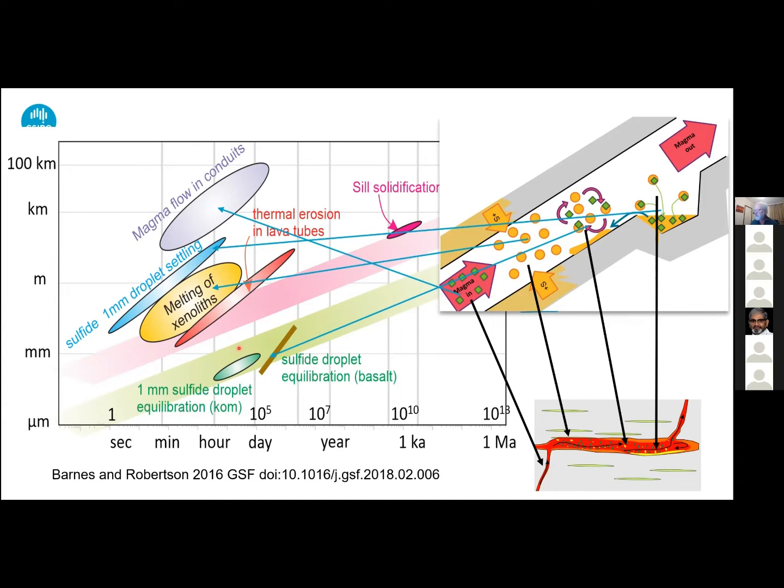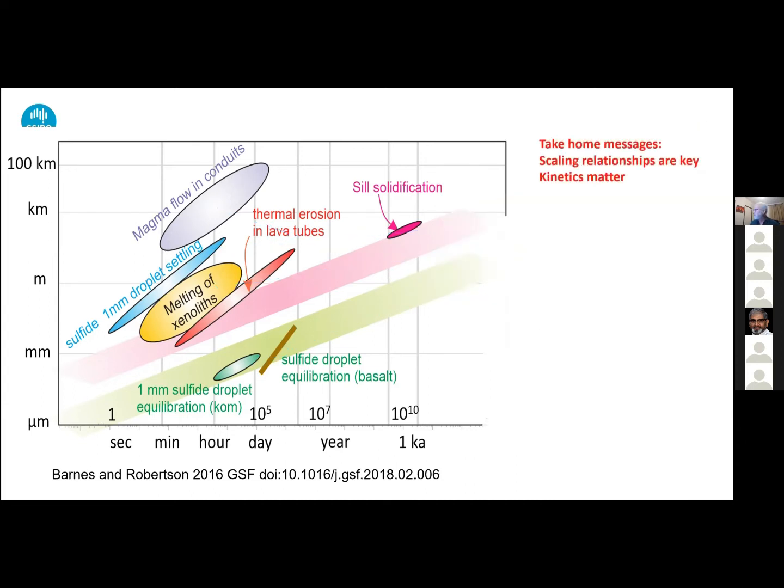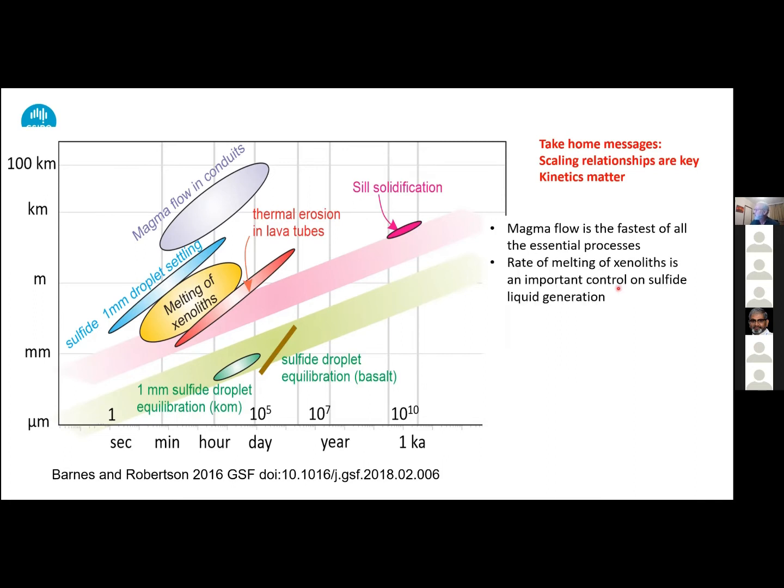So there's an interesting sort of mismatch that shows up there. Without going into the details on what underpins this, it's all in this paper down here if you want to follow it up. But basically magma flows the fastest of all of the processes. The rate of melting of xenoliths is a really important control on generating sulfide liquid.